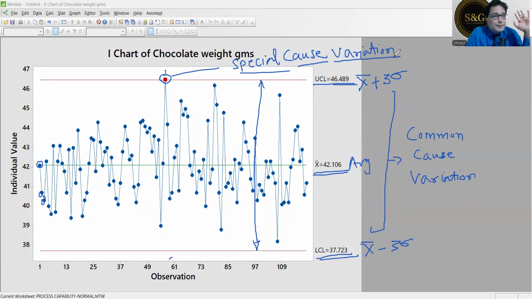Just type yes in the chat box. Are you clear? Super clear? Now, this is a fundamental thing. Okay, let me just remove this. Let's take a screenshot of this before I remove it. Common cause, special cause. Take a screenshot once, if you are taking screenshots. Let's clear the fundamentals first, then we'll go to the stability check.